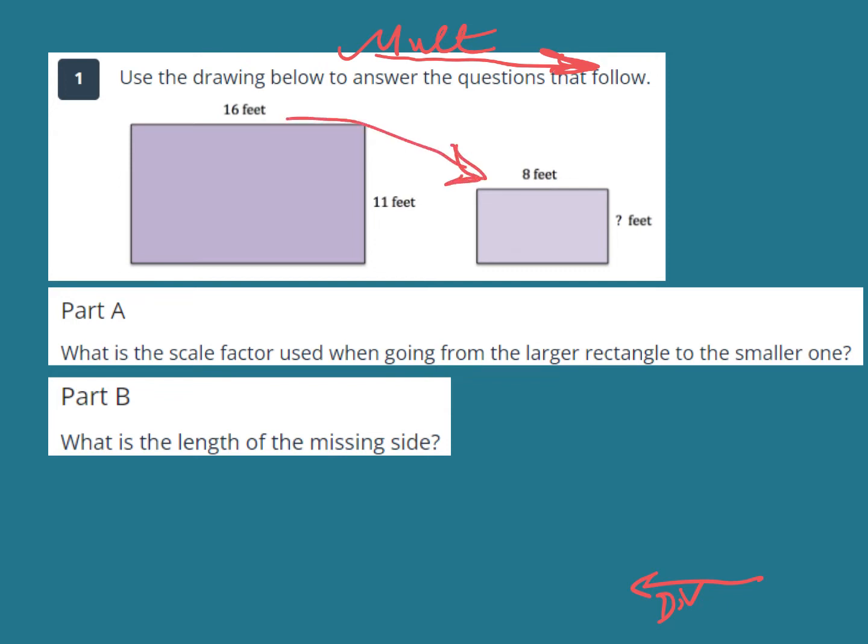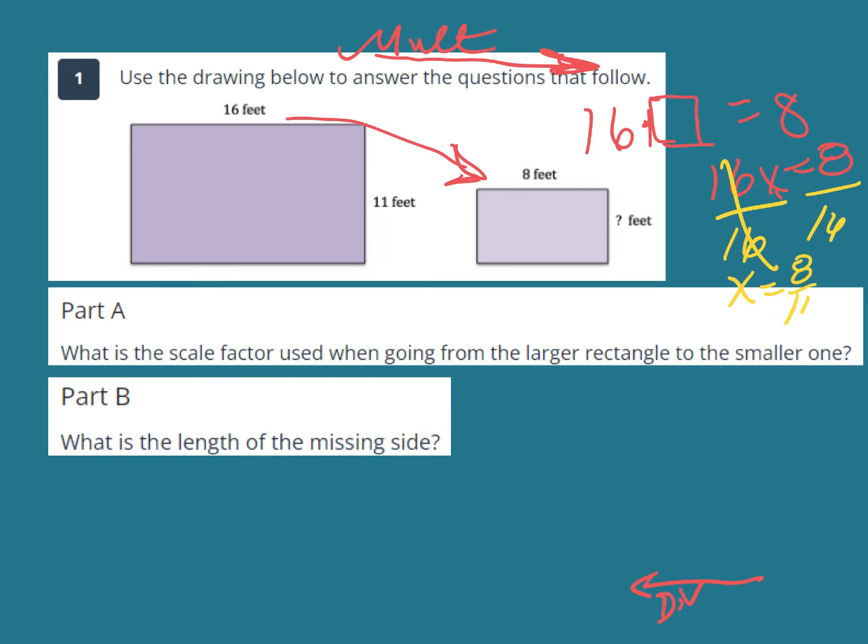What is the scale factor used when going from the larger rectangle to the smaller one? In other words, what do we multiply by when we go from 16 to 8? So 16 times what equals 8? 16x equals 8. I don't know, so that means we divide, right? What's the opposite of times 16? It's obviously divide by 16. So I divide both sides by 16. Those cancel. I'm left with x equals 8 divided by 16.